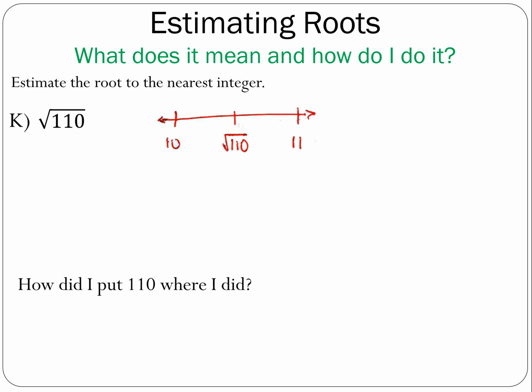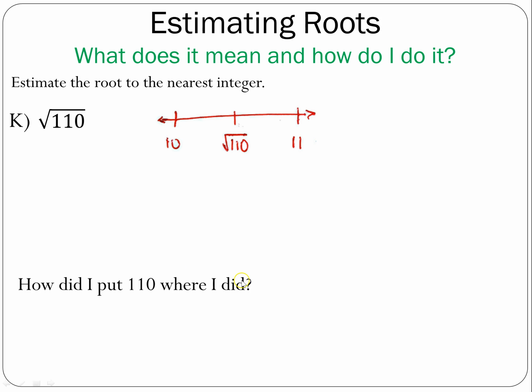Okay, so let's dive into what estimating roots means. Okay, so square root of 110. 10 times 10 is 100, which is less than 110, and 11 times 11 is 121, which is definitely more than 110. So I don't want to know exactly what it is. I want to know the two numbers it's in between, and I kind of want to see where it is. And 100 and 121 are really close, so I'm going to put that right in the middle.